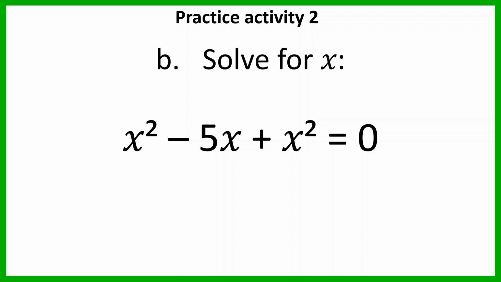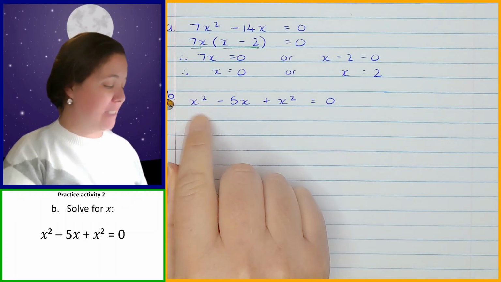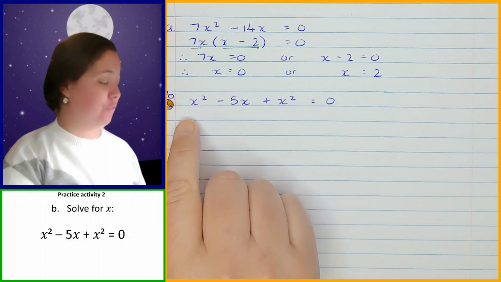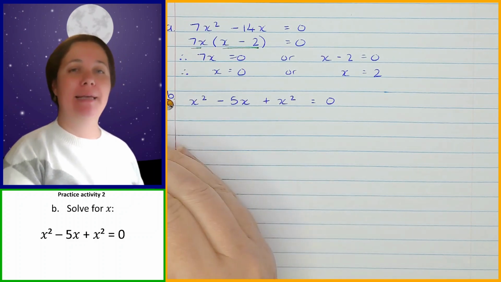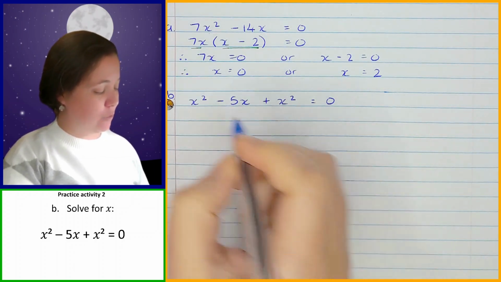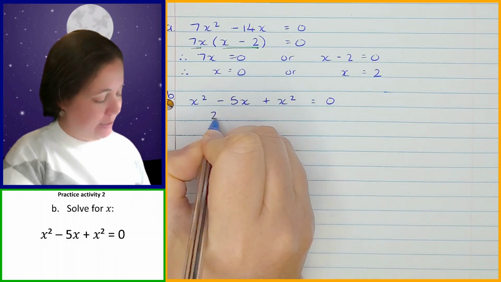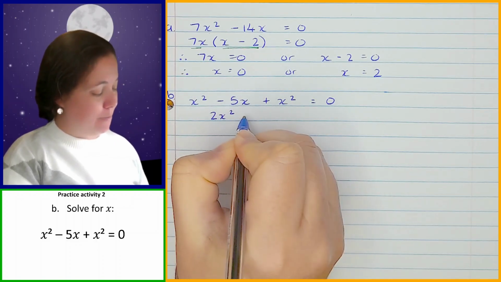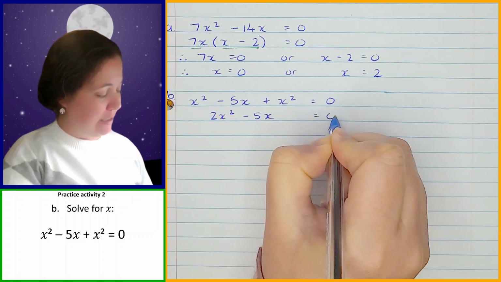Okay, so let's go through that and see what you should have got. Right, so over here, I've got x squared minus 5x plus x squared. So the first thing I have to do is simplify and get it into the form ax squared plus bx plus c. So I'm going to say x squared plus x squared. I need my x squareds to be first. So x squared plus x squared is 2x squared. Then minus 5x, and there's no constant, equals 0.